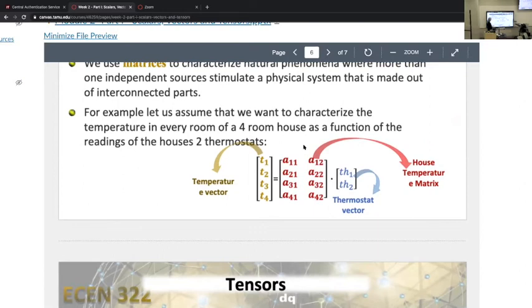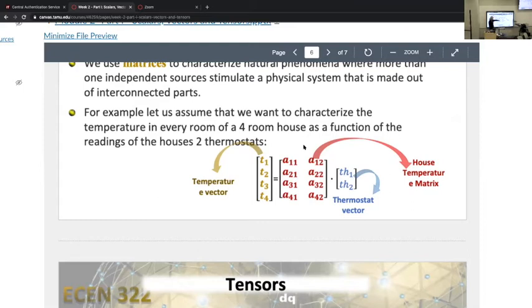As I said, a lot of times I gave an example here. You have a house with 4 rooms, and I would like to measure all of the temperatures in each of the rooms, and then also to see how those vary with respect to the thermostat, which in my house is a big deal. I have to tell you, so I may do that one day if I have time.